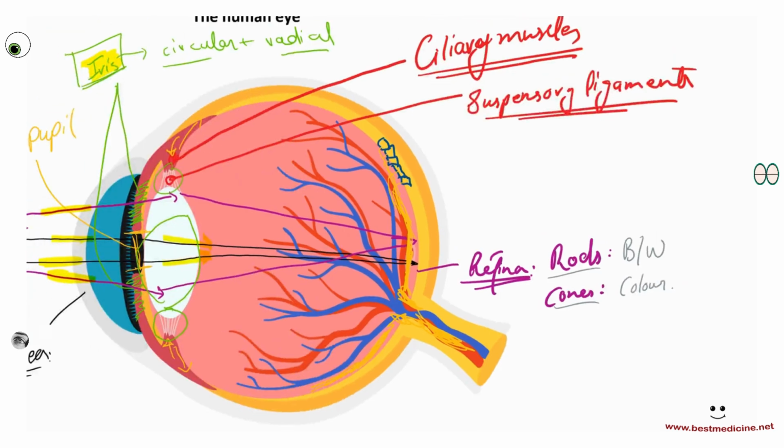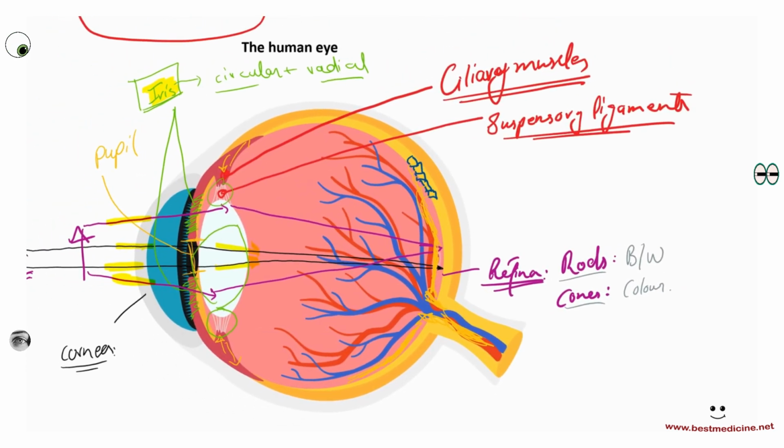So the nerve that carries visual impulses from the retina to the CNS is called the optic nerve, okay? The optic nerve.